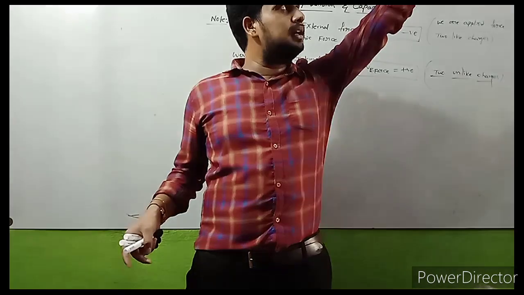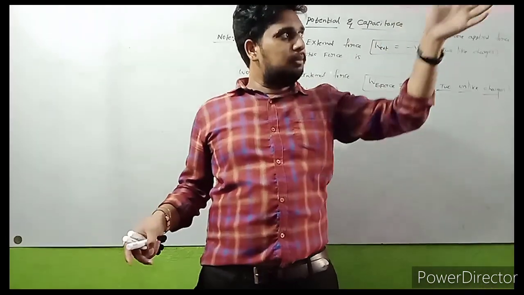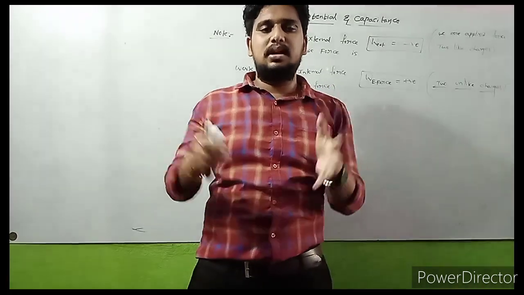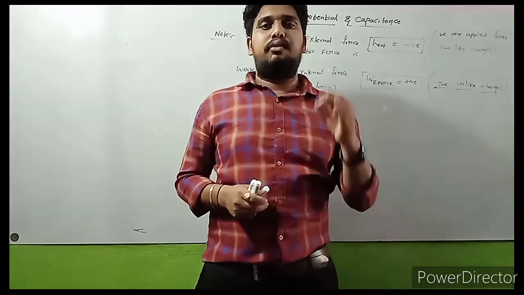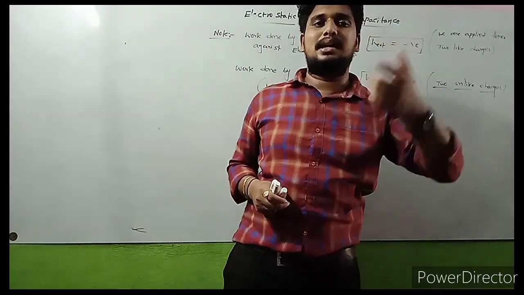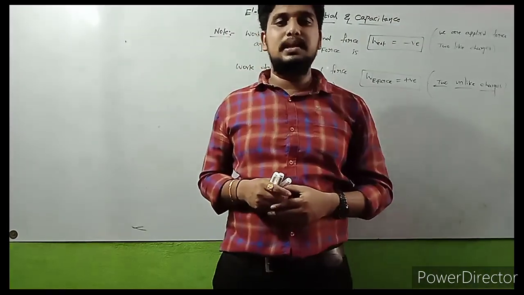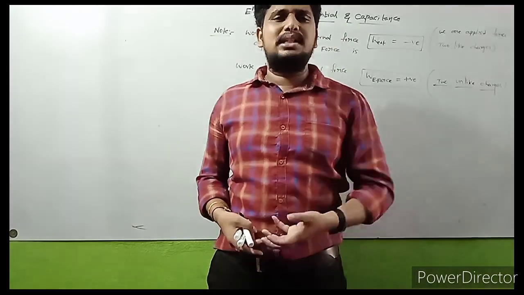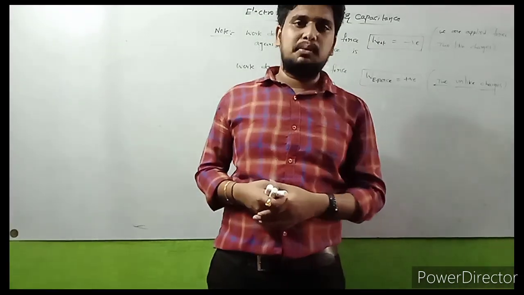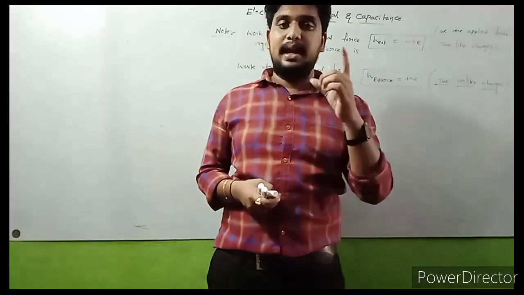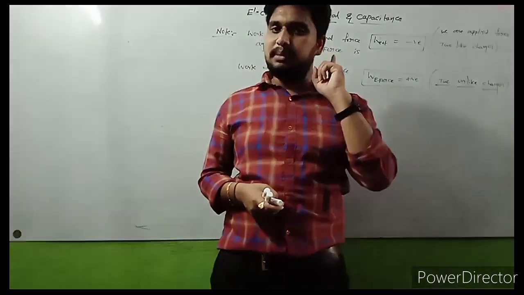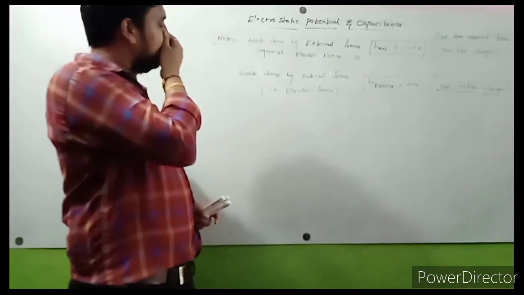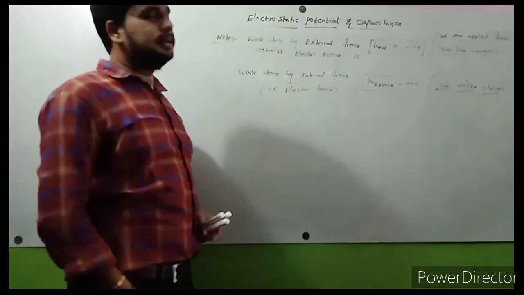Imagine bringing that charge from infinity nearer to this one. Then what will happen here? Electrostatic repulsions are developed because these two charges are like charges. To overcome that electrostatic repulsion, we have to provide more force. So that's why work done by external force is negative. Work done by internal force is positive. Keep it in mind. Work done by external force is negative. Work done by internal force is positive.